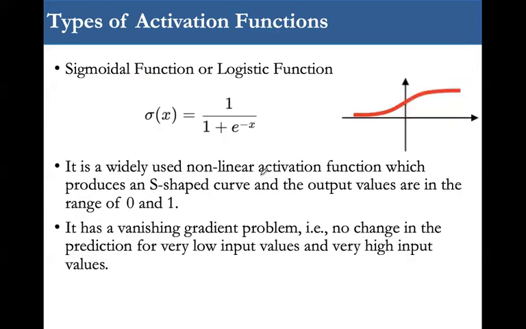The next activation function is sigmoidal function or logistic function. It is mathematically represented as sigma of x is equal to 1 divided by 1 plus e power minus x. This is the widely used nonlinear activation function which produces an S-shaped curve, and the output values are in the range of 0 to 1. It has a vanishing gradient problem. It means that no change in the prediction for very low input values and very high input values.